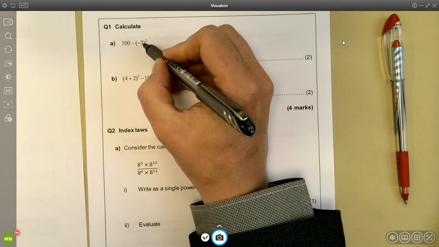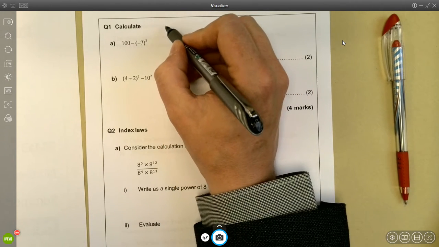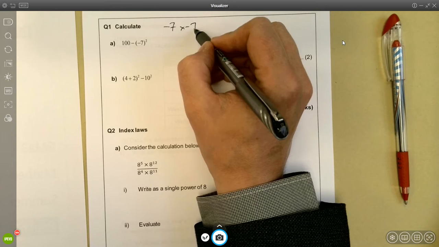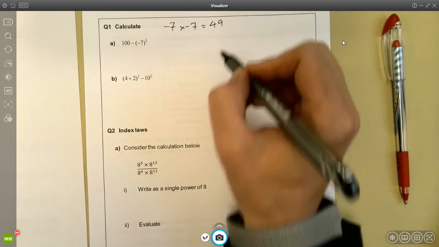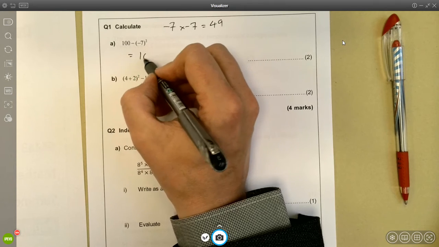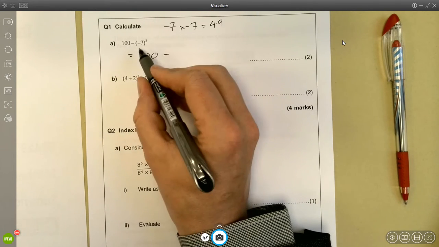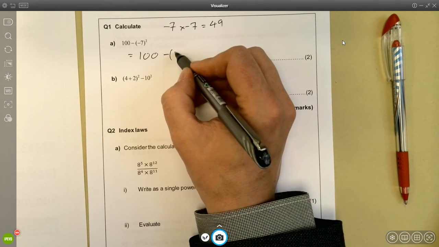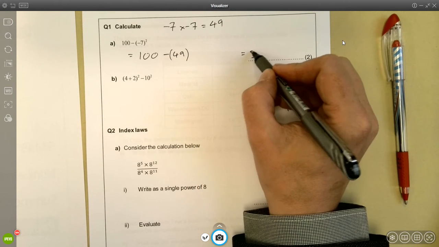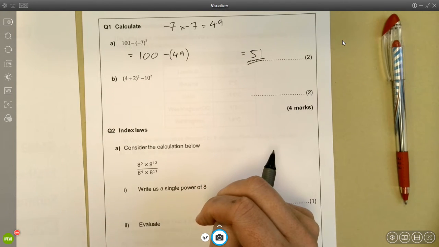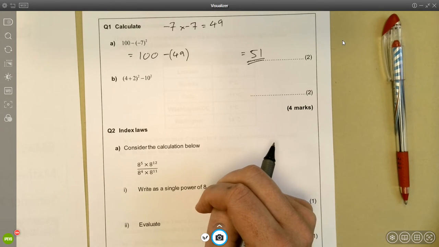We've got to square a negative here. So really it's -7 times -7. Negative times negative is a positive 49. So let's think about that. It's 100 take away the value from the bracket, which would have been 49. So 100 take away 49 gives us 51. Quite a few falling at that hurdle there.